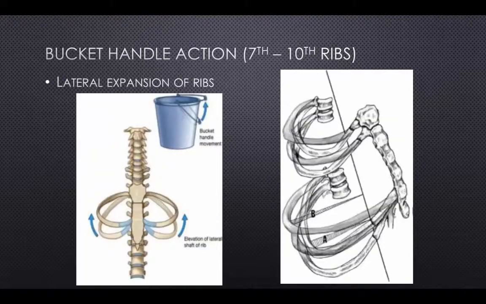The bucket handle is a movement of the ribs that results in a change in the transverse diameter of the thorax. The anterior end of the ribs is about 4 centimeters lower than the posterior end, and the middle part of the rib is lower than the anterior and posterior ends. Movement at costovertebral joints 7 to 10 about an anterior-posterior axis results in raising and lowering the middle of the rib, which results in the bucket handle movement. In elevation, this increases the transverse diameter of the thorax.